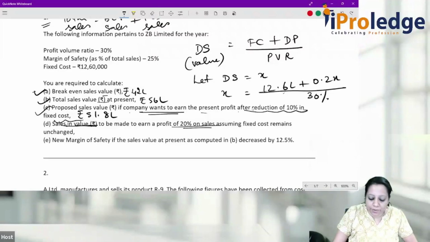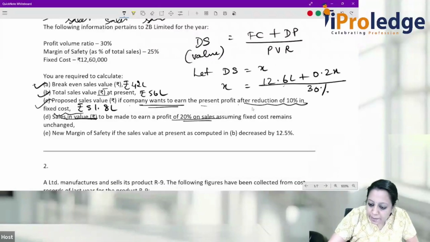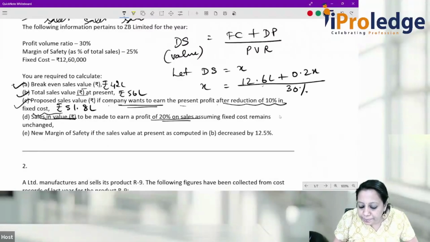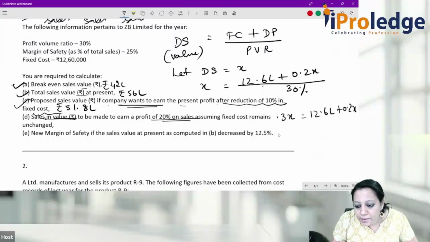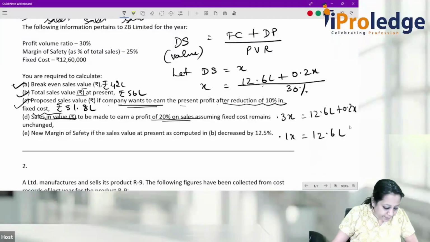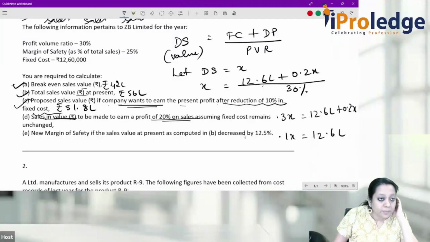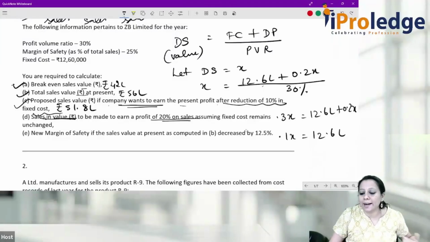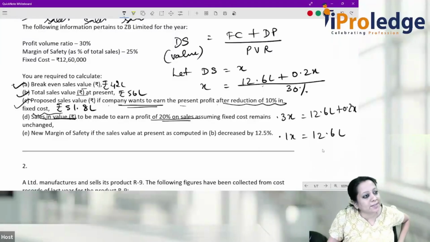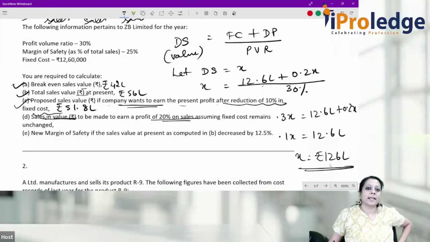Now we have to simplify. Come on. It is going to be 0.3X is equal to 12.6L plus 0.2X. So it is going to be 0.1X is equal to 12.6L. So is it 1 crore 26 lakhs, no? Easy, no? One more zero you will add. X is equal to 12.6 divided by 0.1, 10%. So X is equal to rupees 126 lakhs or 1 crore 26 lakhs.